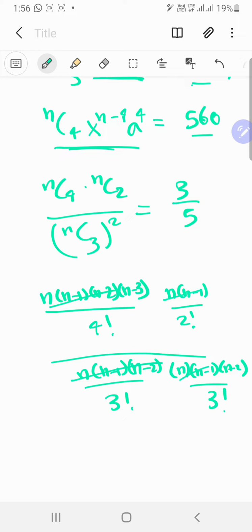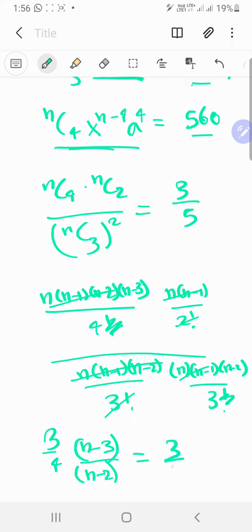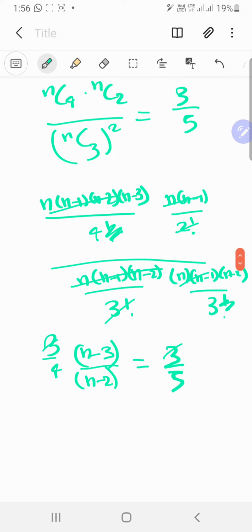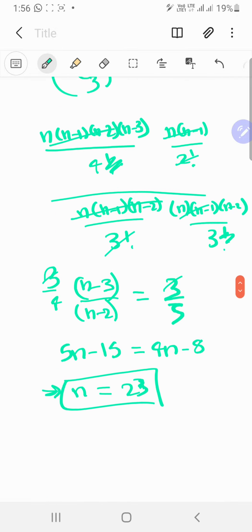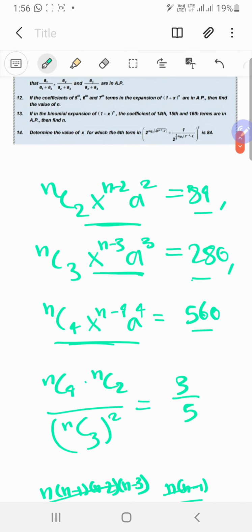Okay, cool. So what do you get from that? First of all, the 3 factorial will cancel, and the 2 factorial will cancel, giving just 3 over there. So you will have 3 by 4, and then on the top you have n-3, on the bottom you have n-2. This is supposed to be equal to 3/5, so we can actually find what n is going to be. So 5n - 15 equals 4n - 8, so n is equal to 15 + 8, which is 23. So that should work. So n equals 23. Let's put that into this and see what we get.